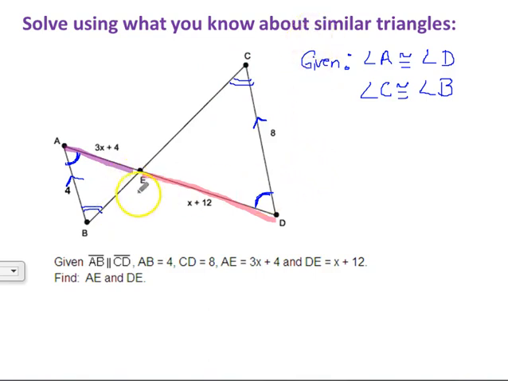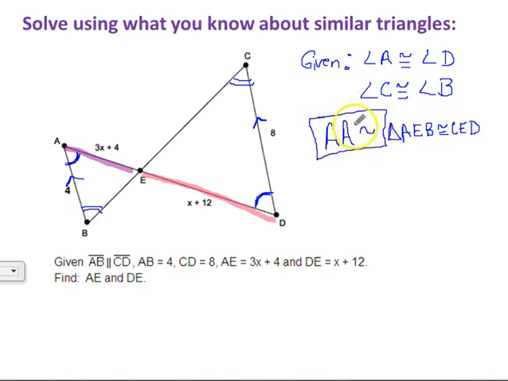Now that we have two angles, remember we can use the angle-angle similarity theorem to prove that the triangles are congruent. So triangle AEB is congruent to triangle CED. So now that we've proved these two triangles are congruent using the angle-angle similarity postulate, now we can set up some proportions, right?